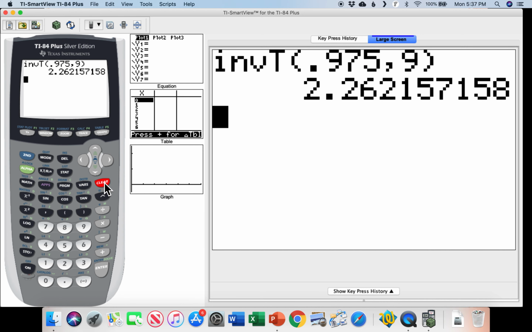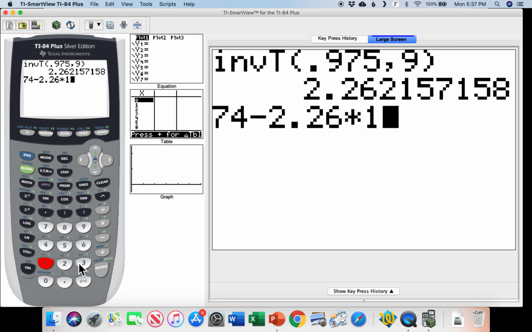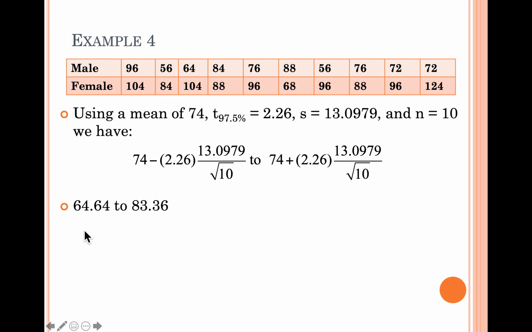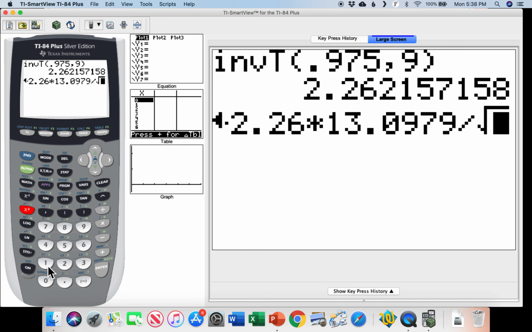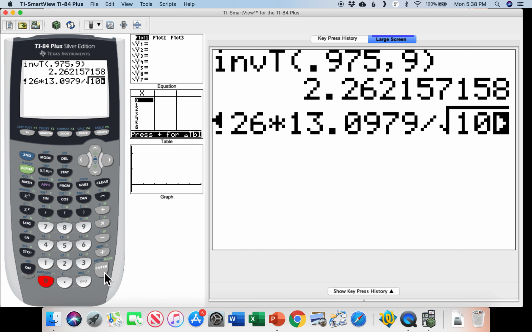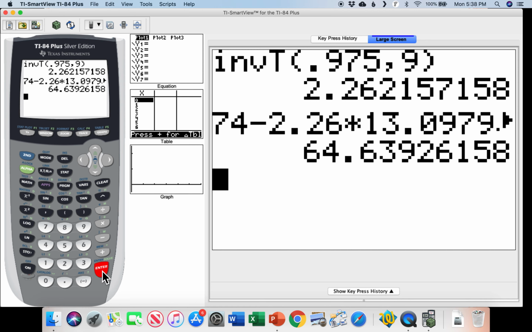that is not correct, sorry. 74 minus the t-score, 2.26, multiplied by the standard deviation, 13.0979, divided by the square root of n, 10. Okay. I'll scroll back just to make sure you have the same thing on your calculator screen. Okay, and hit enter. 64.64, rounding up because there's a 9 there.